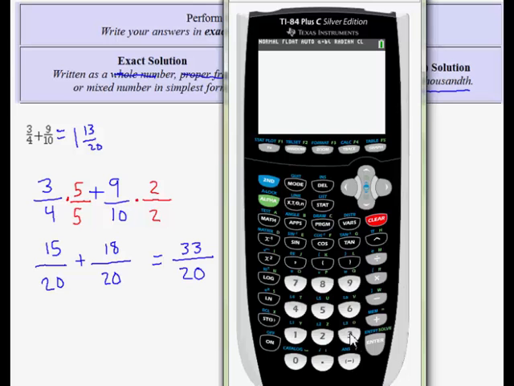You could either turn your calculator on and type 33 divided by 20 to find that it's equivalent to exactly 1.65, or you could write the answer as 1 plus 13/20. You'll see that it's the same value, 1.65, just written as a mixed number as opposed to an improper fraction.